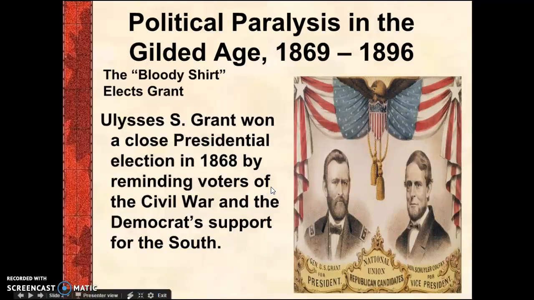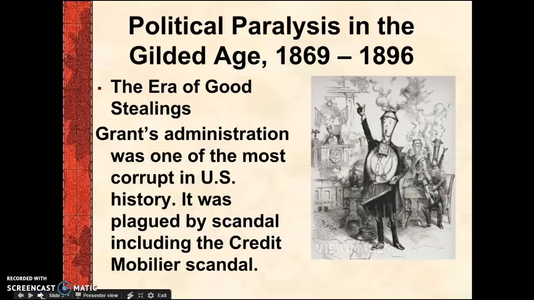The first section of that chapter is entitled, The Bloody Shirt Elects Grant. Ulysses S. Grant won a close presidential election in 1868 by reminding voters of the Civil War and Democrat support for the South. Here's an image of a poster that was used in that campaign. You'll notice that Grant is wearing what looks like a military uniform to remind voters that he was a war hero.